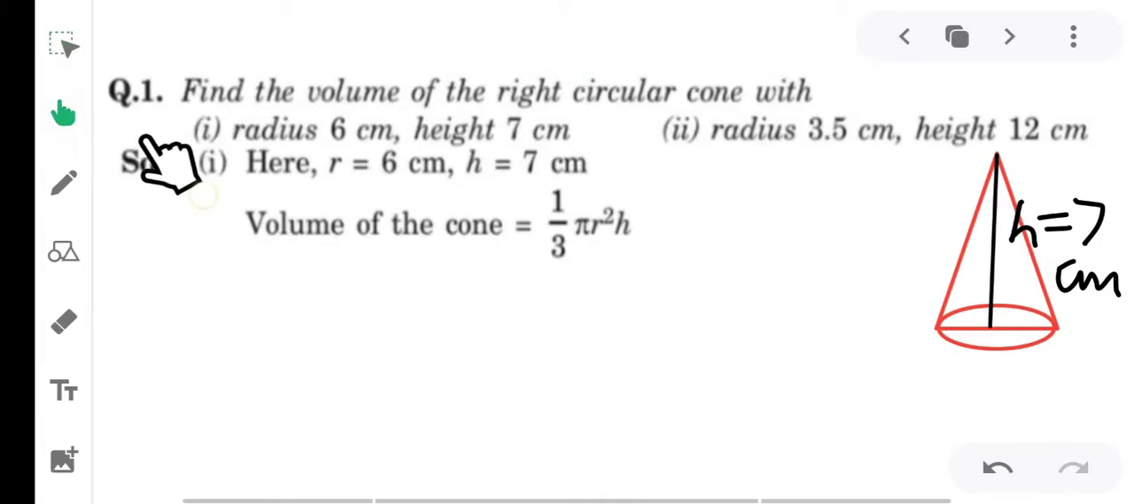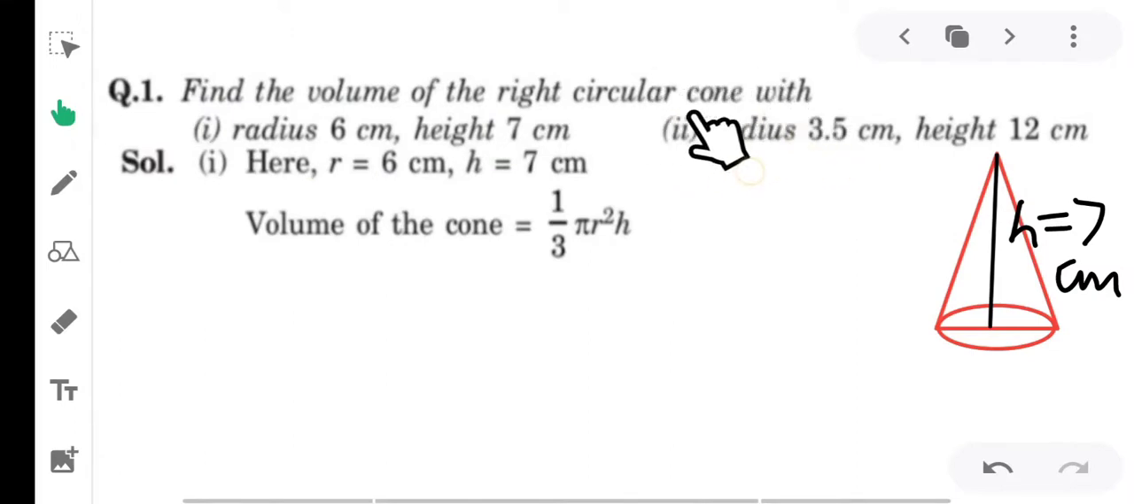In 13.7 you will see the first question of the cone, and I have also prepared the diagram regarding that question, right? So in question number 1, you have two parts, question number 1 and question number 2. What they are asking: find the volume of the right circular cone.